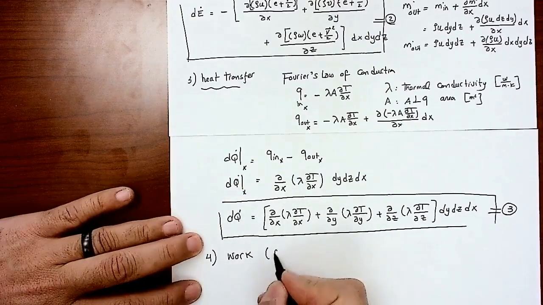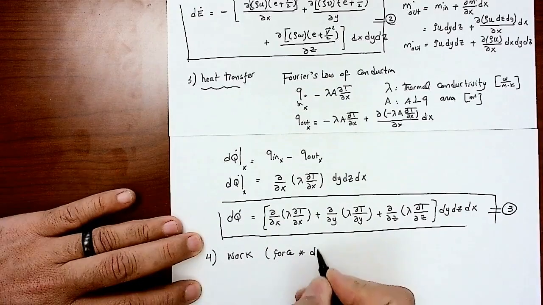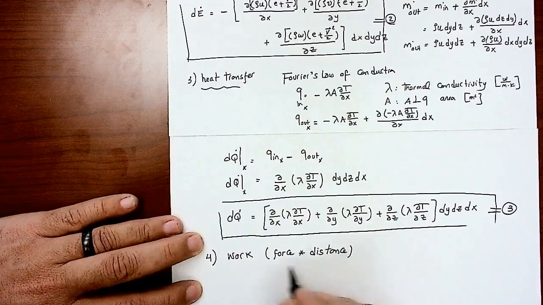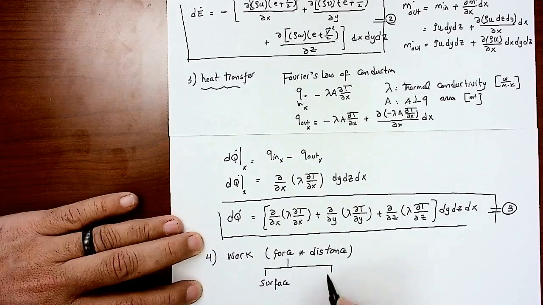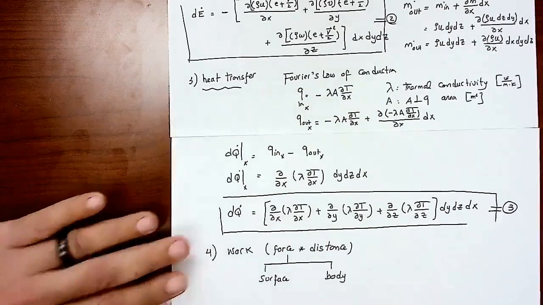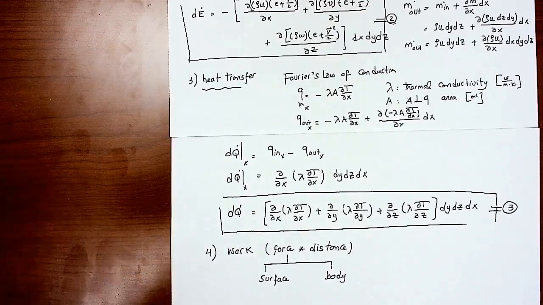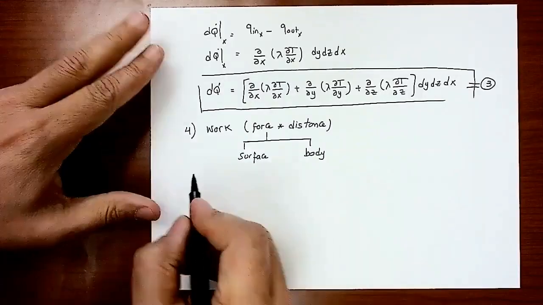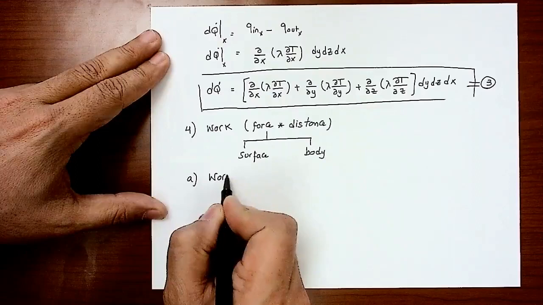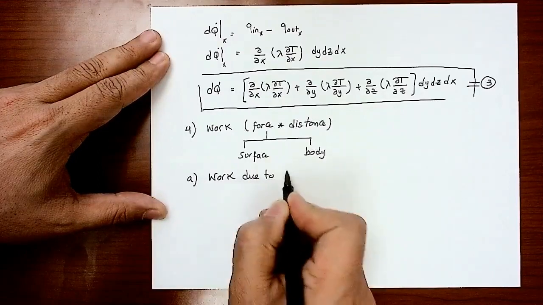And work needs force times distance. And the force is classified under surface force and body force. So that's a little bit the most stressful piece of derivation that we need to do. Let's see how we can derive a formula for the work based on the surface and the body forces here. I will start with the surface. So let's derive part A, which is work due to surface force.